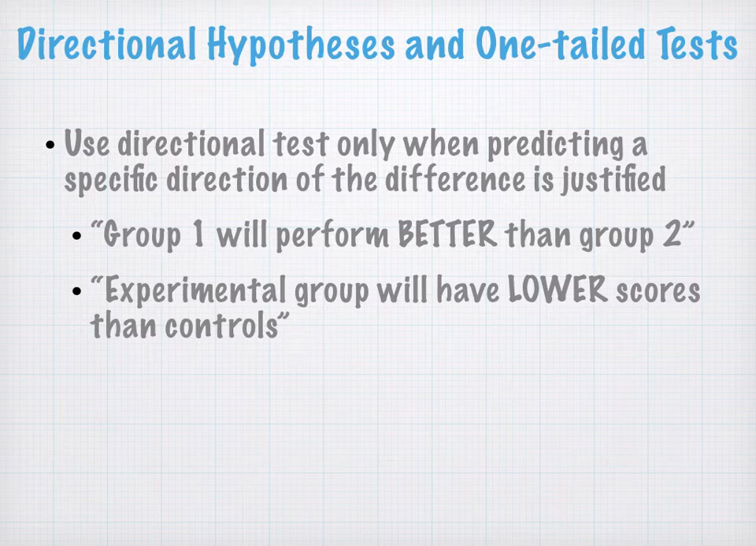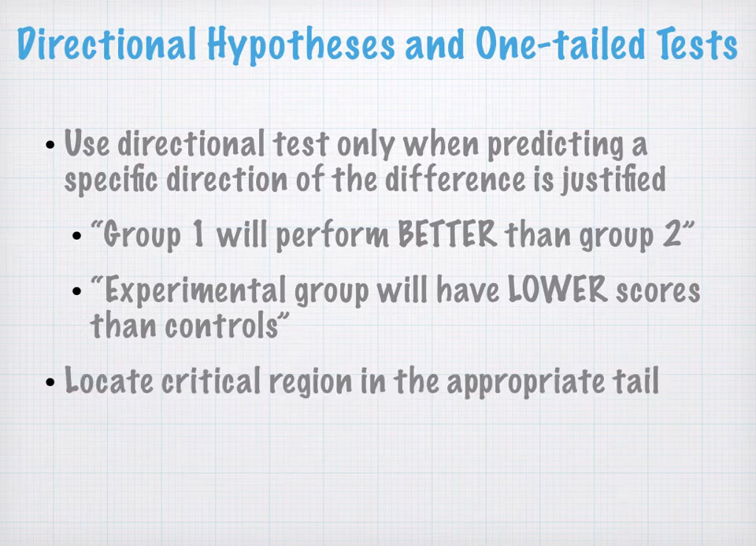So again, it's really important to pay attention to the questions and to the kinds of research hypothesis that we're dealing with here, because that specifies whether we're dealing with a directional hypothesis in a one-tailed test or a two-tailed test that doesn't have a directional hypothesis. If you do have a directional hypothesis, you're going to need to locate the critical region and the appropriate tail. So if we're talking about things are going to be higher, things are going to be better, we're going to be looking in the positive tail. If we're looking at something being worse, things being lower, we're going to look in the negative tail. But we're only looking at one tail. We're not looking at both tails.